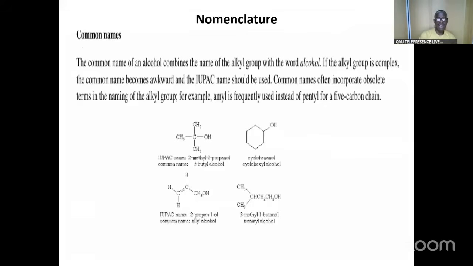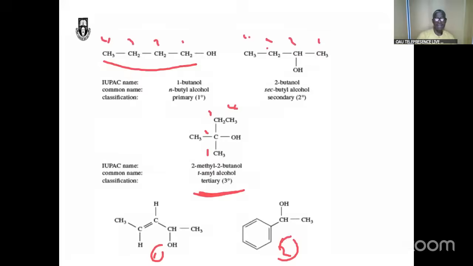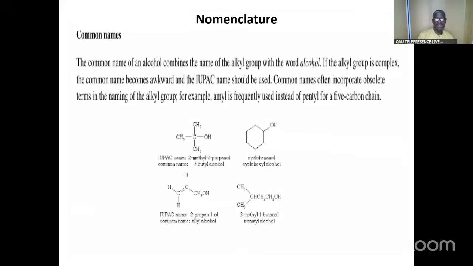So let's go on. Let's also look at this one. For the IUPAC name, you can see carbon 1, you look at the longest chain, carbon 2 and carbon 3. So it is 2-methyl-2-propanol, or 2-methylpropan-2-ol. And the common name can be tertiary butyl alcohol.